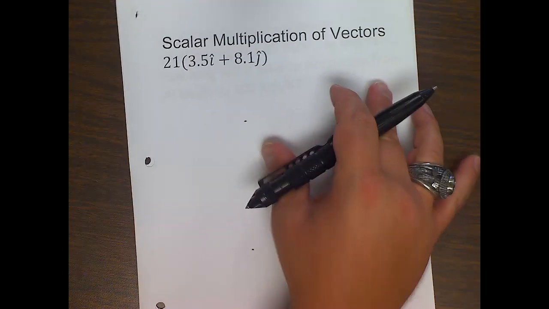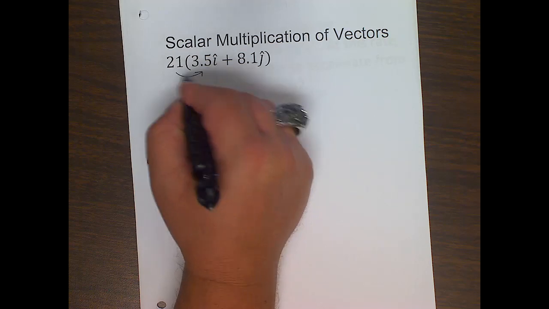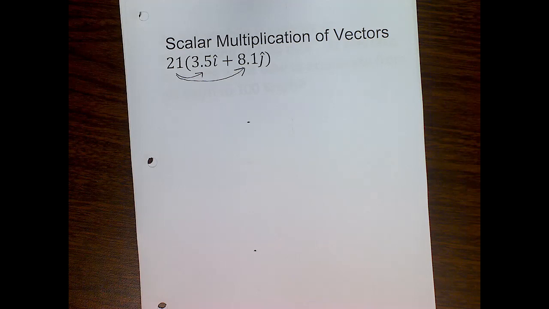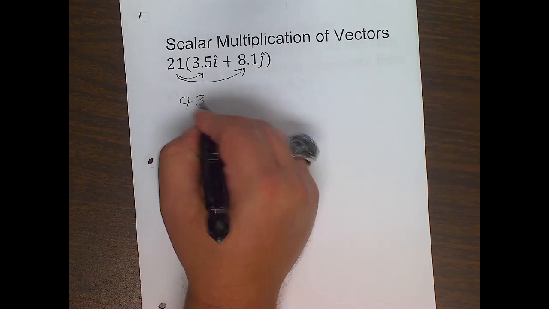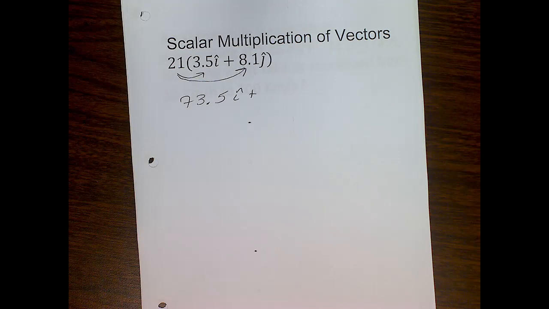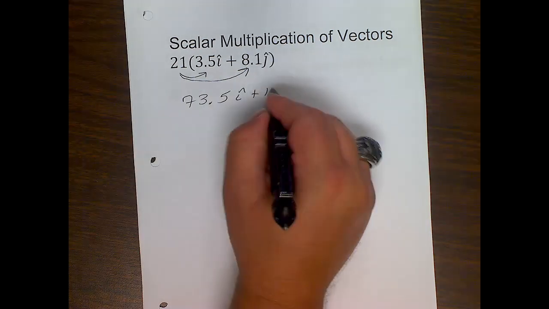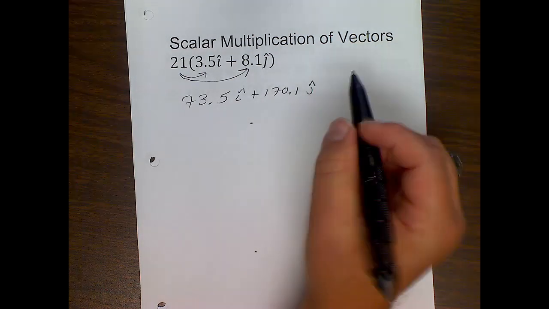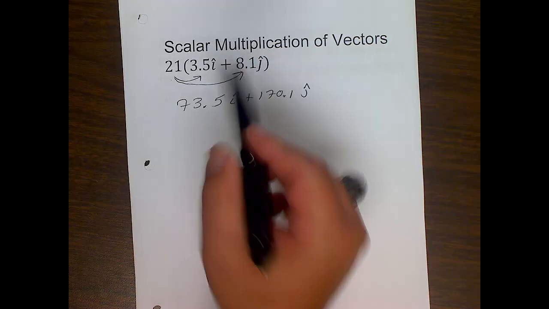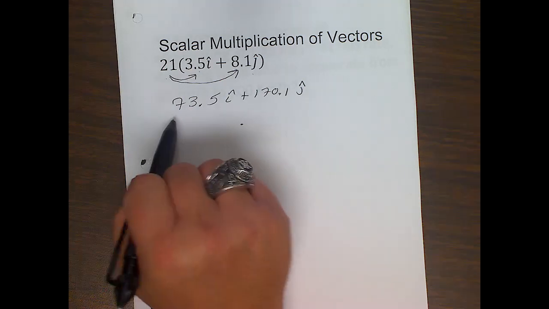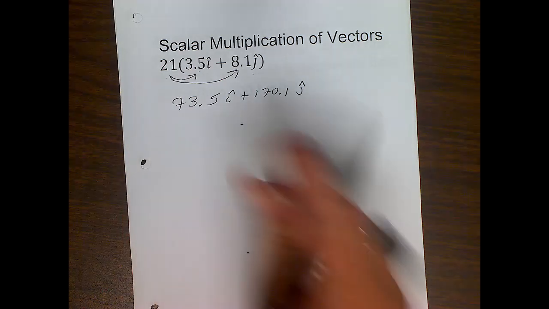Scalar multiplication of vectors is pretty much just an application of the distributive property. (73.5i) plus 170.1j. Essentially what you're saying is you have 21 of these things laid end to end. So what does it look like? Well, it's the same thing as saying you have one of these that is 21 times as big.